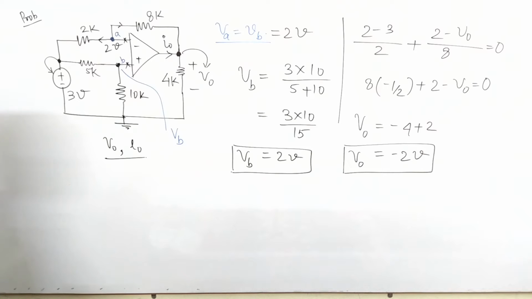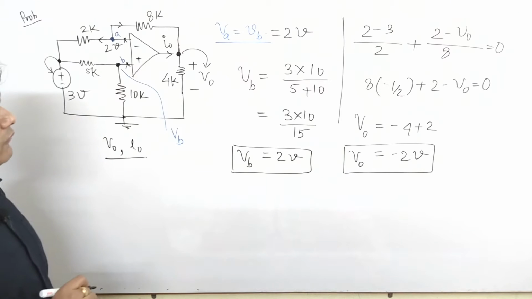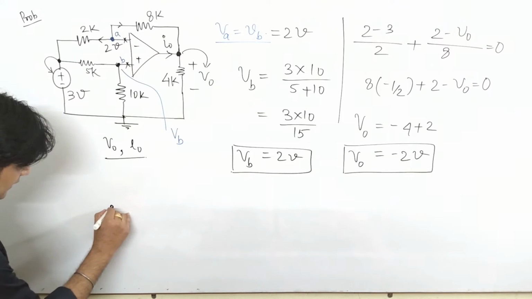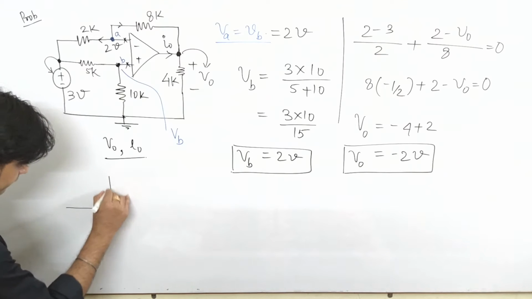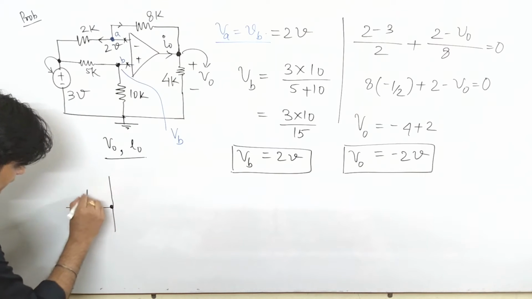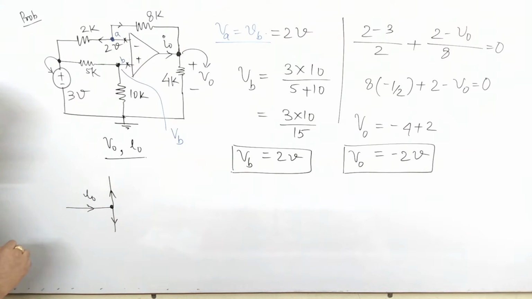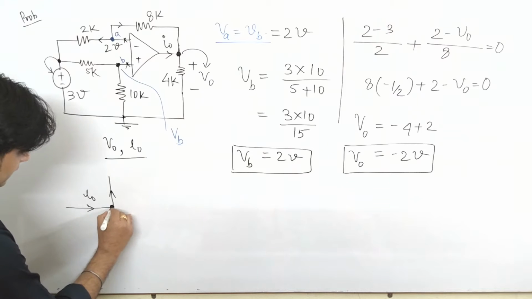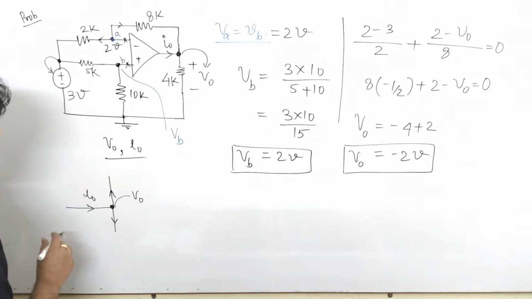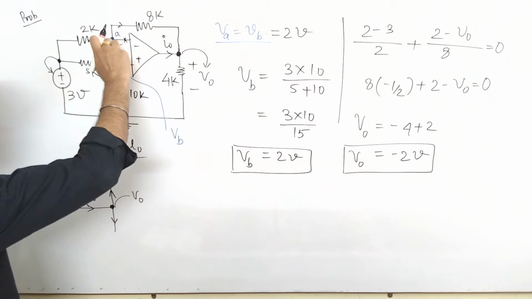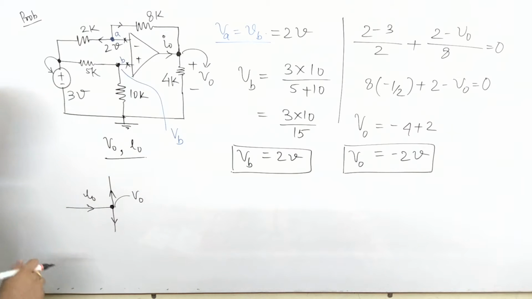Okay. So now as you know the value of V0, how do you find the value of I0? Now if you see here, this is your I0. Some current is flowing here, some current is flowing here. Okay, and this potential is your V0. So you know the value of V0. It is connected to ground and it is connected to node A. So yes, you can easily find the value of I0.